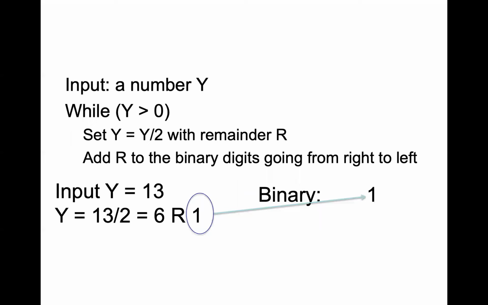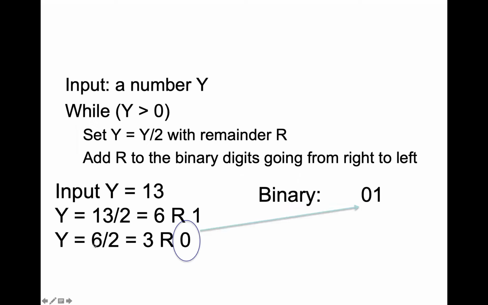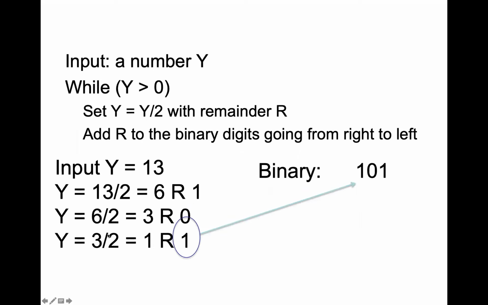At this point, y is 6, and we execute the loop body again. In the second iteration of the loop, we set y to 6 divided by 2 equals 3, and this time, since it was an even number, we get a 0 remainder. So the new y is 3, and to our binary number we tack on to the left side a 0, because that was the remainder. All right, 3 is our new y, so it's still greater than 0, and we execute the loop body again. Now 3 divided by 2 is equal to 1, remainder 1. Since the remainder was 1, we append onto the left side of our ongoing binary number a 1. We don't terminate yet because y is still greater than 0.